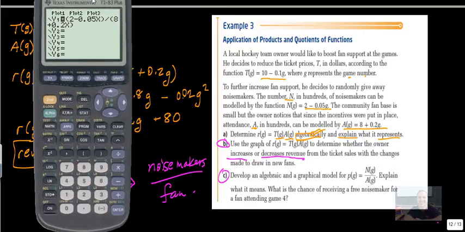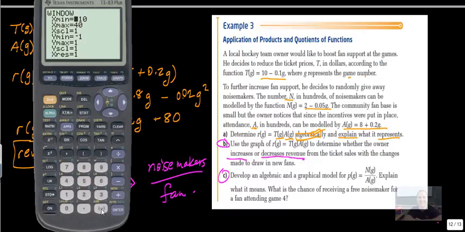Remember, we're talking about number of noisemakers per fan, but this function for noisemakers, N, is in hundreds of noisemakers. So hopefully we're going to have less than 100 noisemakers per fan. So it's going to be a pretty small number. So if we look at our window, the Y max is 10. Well, maybe that should be changed to something quite a bit smaller. What if we did 1, and then the minimum was -1? And again, we're talking about probably more than 10 games, right? So we might need to increase the X max to maybe 40 games. Let me try that.